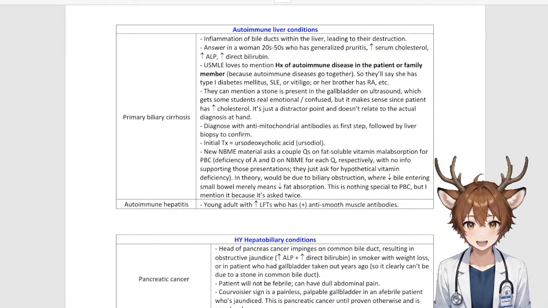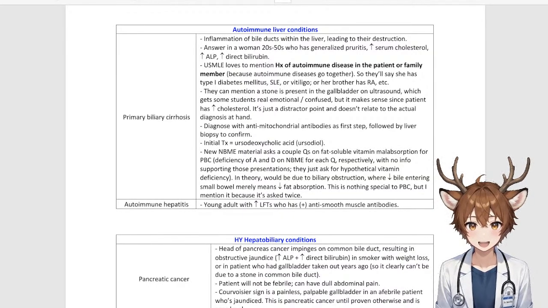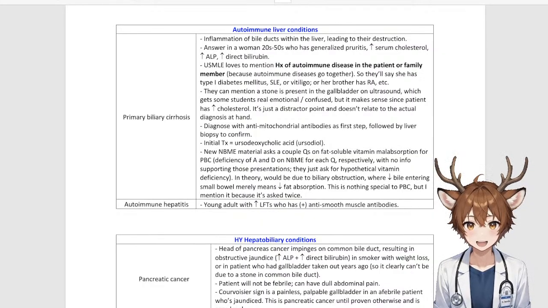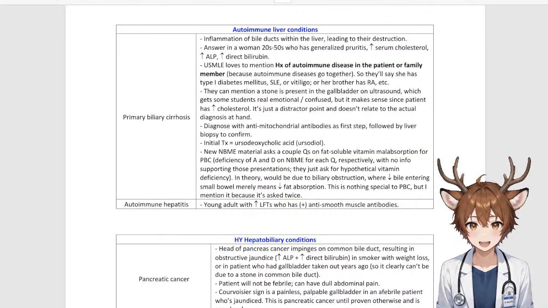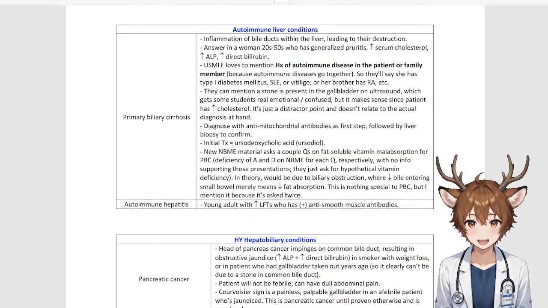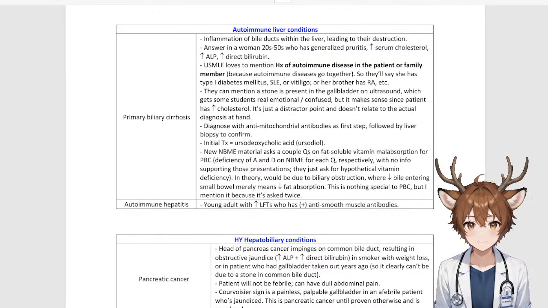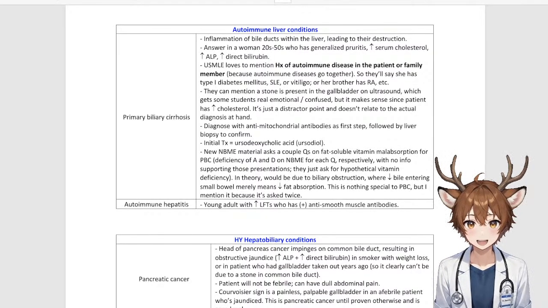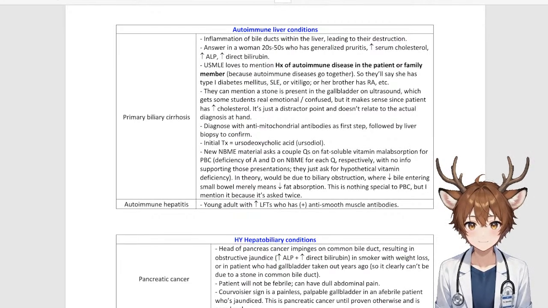Primary biliary cirrhosis, inflammation of the bile ducts within the liver leading to the destruction. Answer: in a woman 20s to 50s who has generalized pruritus, elevated serum cholesterol, increased ALP, and increased direct bilirubin. We're talking about, so again, primary biliary cirrhosis.